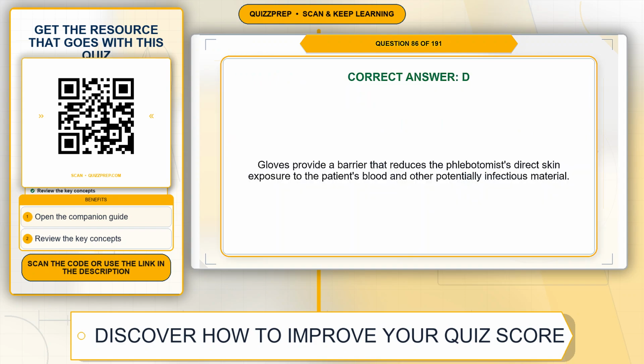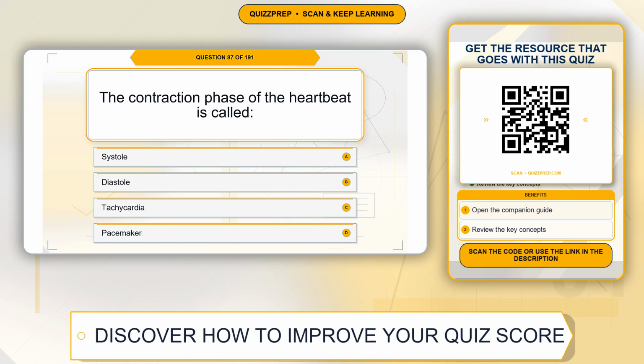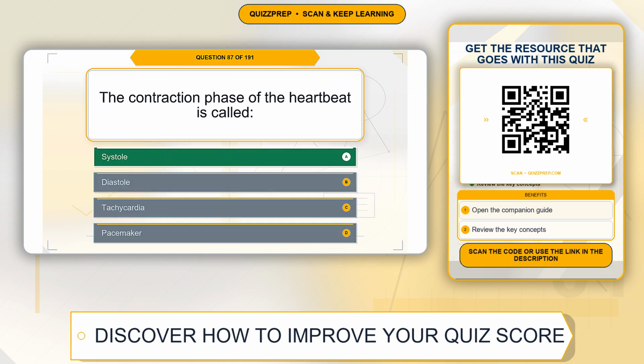Explanation. Gloves provide a barrier that reduces the phlebotomist's direct skin exposure to the patient's blood and other potentially infectious material. Question 87. The contraction phase of the heartbeat is called: Option A, systole. Option B, diastole. Option C, tachycardia. Option D, pacemaker. The correct answer is option A, systole.